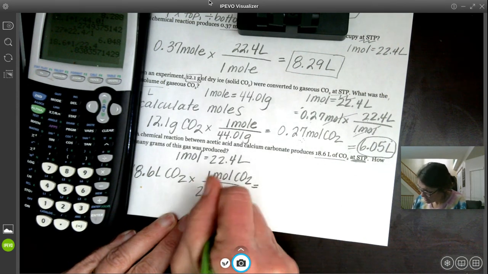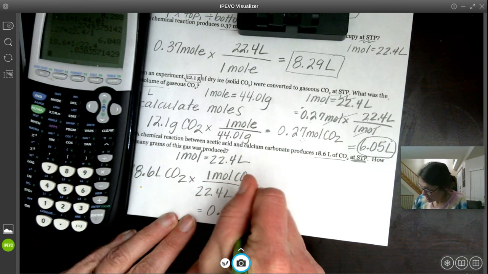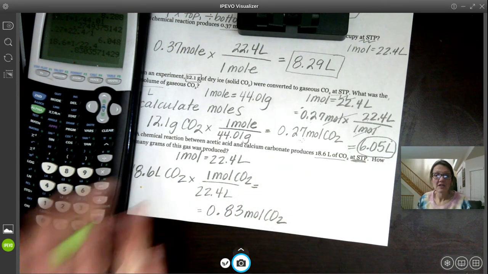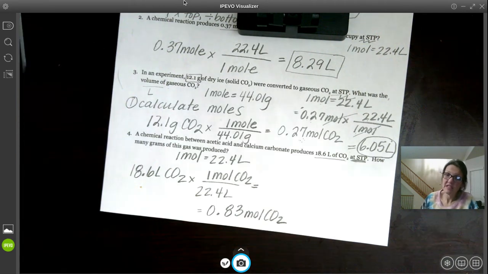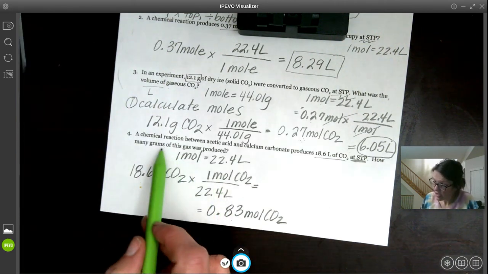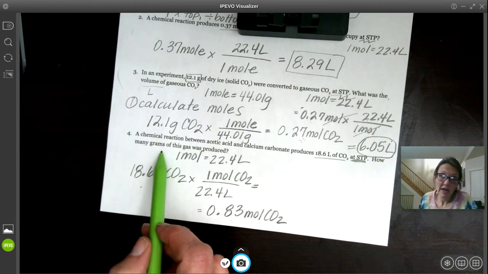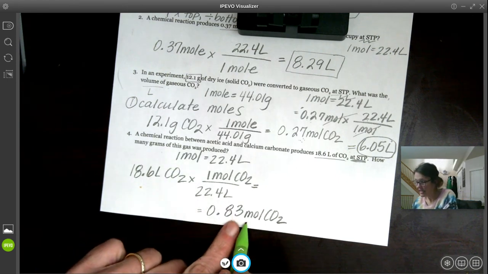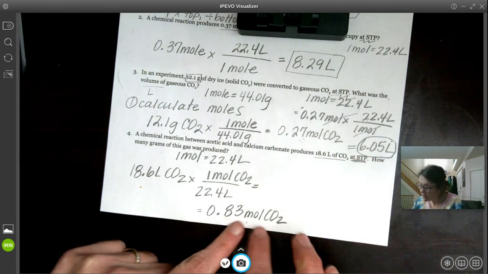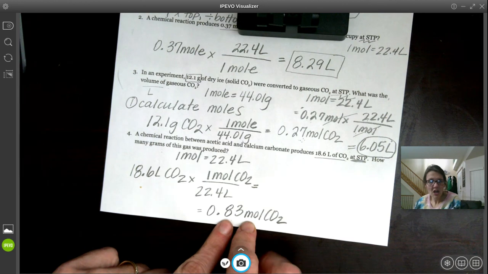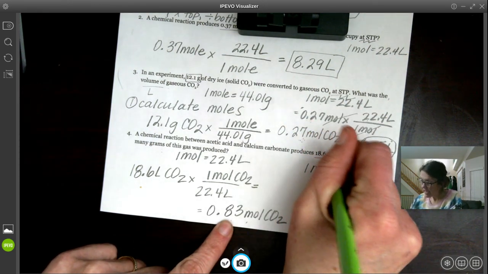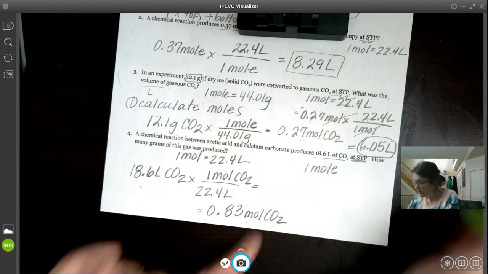So I'm going to put this over here: 0.83 moles of CO2. So I know exactly how many particles of CO2 I'm dealing with in this problem. But again, remember the question asked for the mass, how many grams of this will be converted. So the second step is to take our moles and convert it to whatever we're looking for. In order to do this, what do I have to know about CO2? Good, I need to know the mass of 1 mole of carbon dioxide.